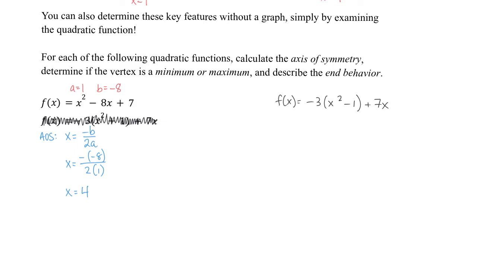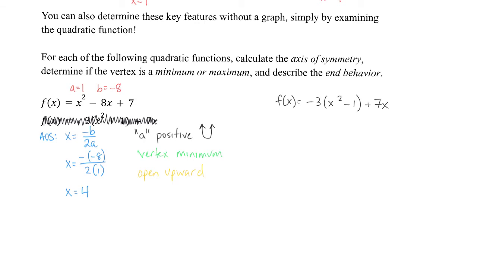Now to determine if the vertex is a minimum or a maximum and to describe the end behavior, I only need to look at a. In this case, a is a positive number. It's +1. When a is positive, that means our parabola is going to be opening upwards. So what does that tell us? That tells us that the vertex is going to be at the bottom. So my vertex is going to be a minimum, and this is going to open upward. I get that information from the fact that a is positive.